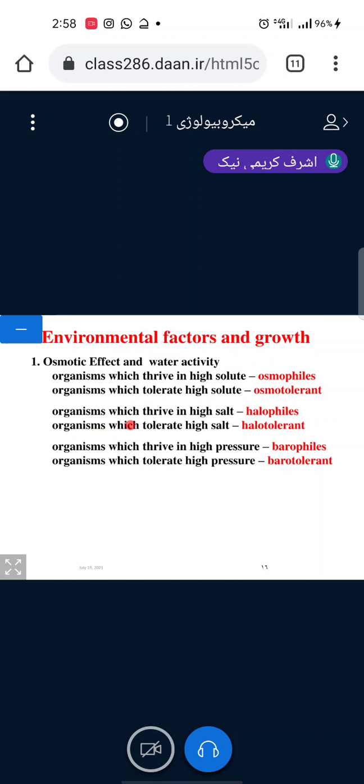Halophiles are organisms that thrive in high salt. Some organisms in oceans are halophiles because of the high concentration of salt. And halotolerant organisms tolerate high salt. Organisms that tolerate high salts are halotolerant.